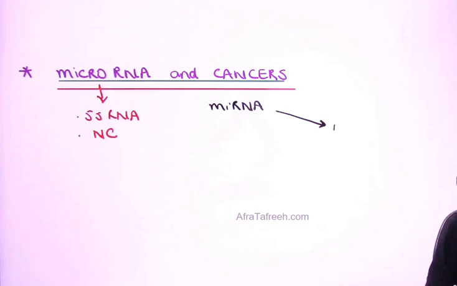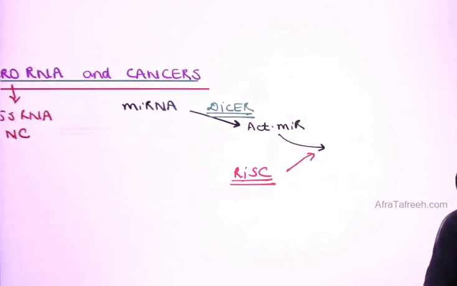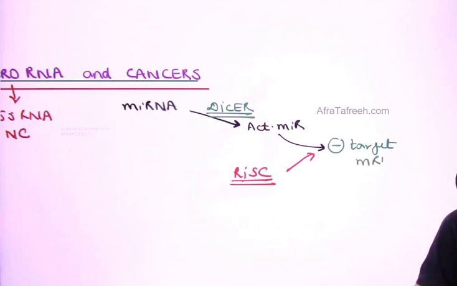MicroRNA is going to get activated because of the presence of a cytoplasmic protein, an enzyme which is given the name of Dicer. This activated microRNA acts in combination, in synergism, with a molecule named RISC, RISC standing for RNA induced silencing complex. So what is going to be seen, friends, is the activated microRNA and the RISC. They will inhibit some kind of a target mRNA. They inhibit the activity of the target mRNA.